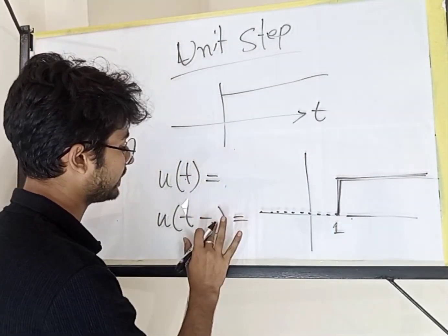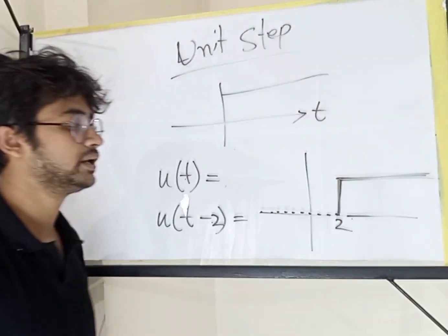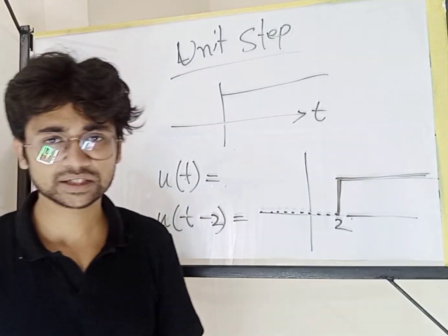If I put the value 2 here, then it will start from 2, and only the values after 2 will be positive. Okay, so this is all about the unit step function.